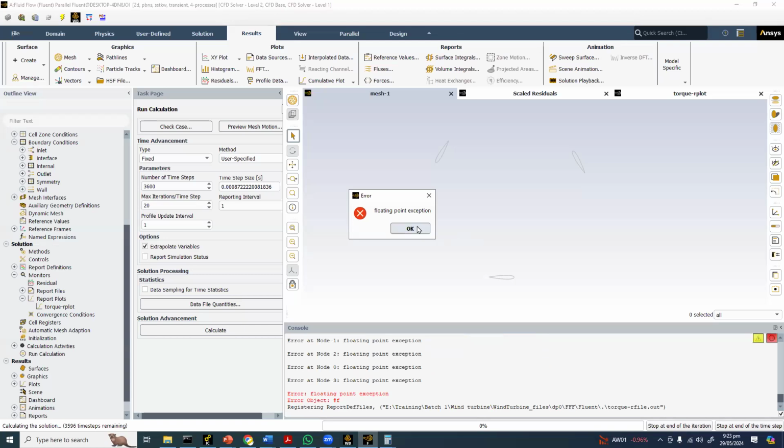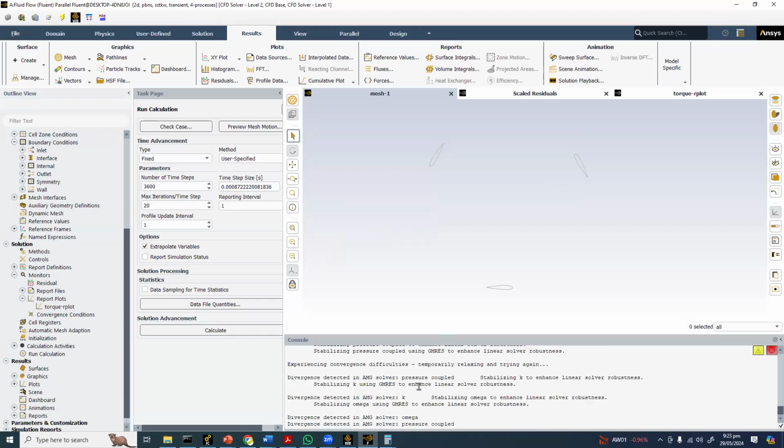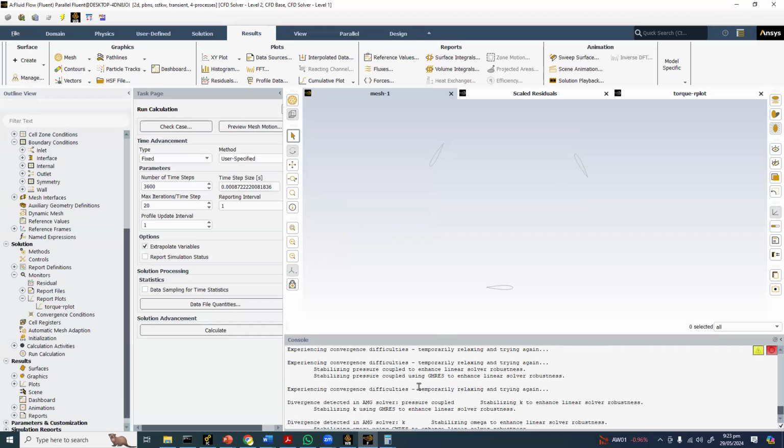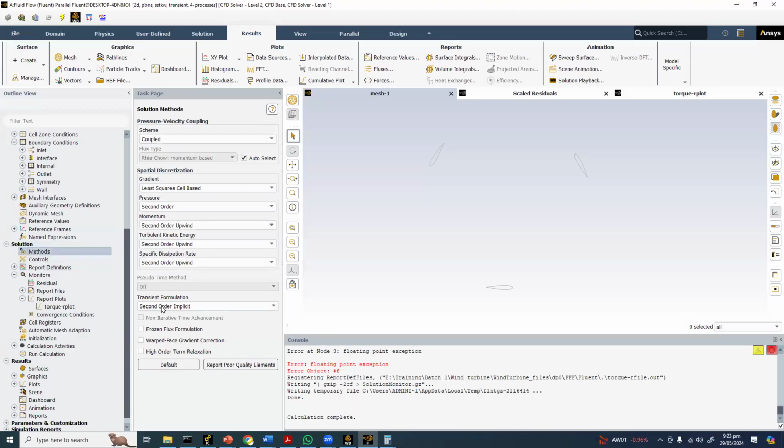Again, the same problem. Tomorrow we will sit together and sort out this problem. Something is wrong. One more chance here. I will start with first order implicit and put everything as first order. This can solve the problem actually.